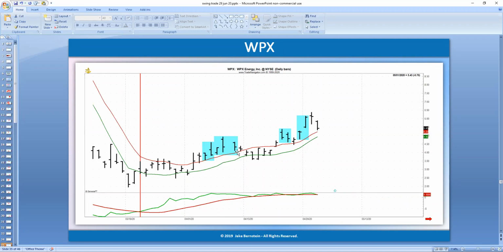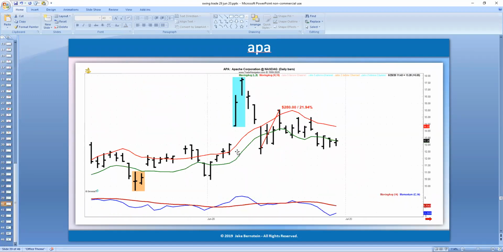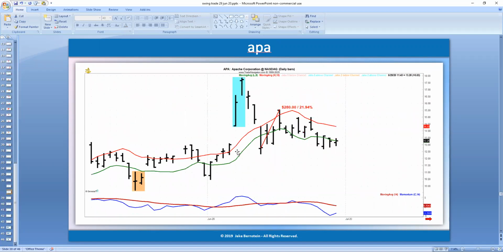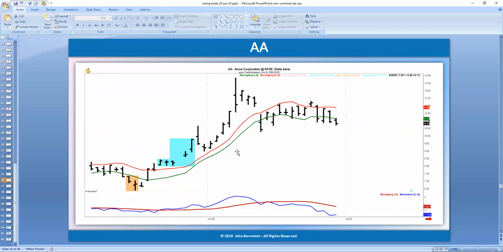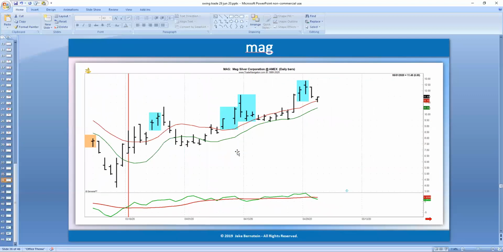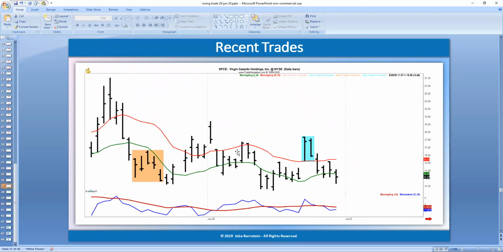So let's go on with a little bit more here. What I want to do is focus on some recent trades. So I'm going to go through these charts. You can go through them on your own later on. Okay, here you go. Let me come back to some recent trades. Recent trades.